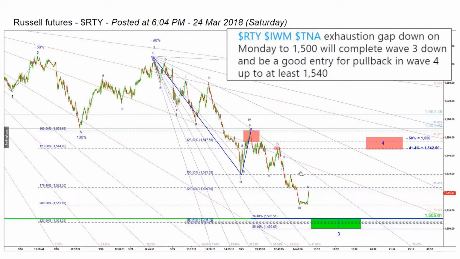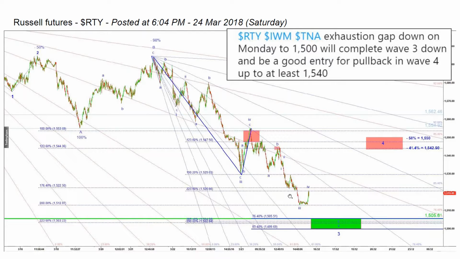At the same time, we could have counted it differently. It could be ABC of 1, 2, ABC of 3, and small a, b, and huge C of 4. So both counts were valid. But harmonic Elliott wave gives us a lot of safety checks, which should protect us from mistakes.